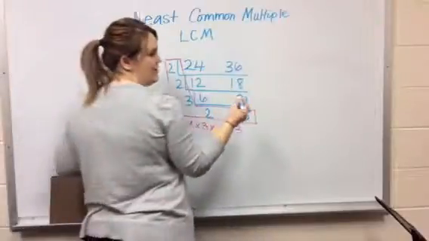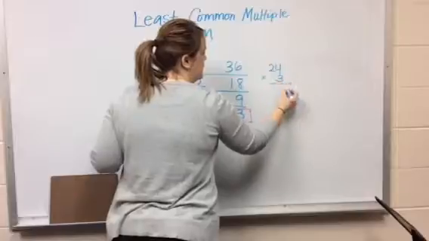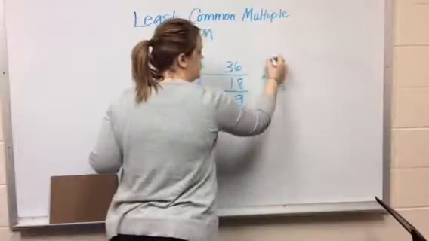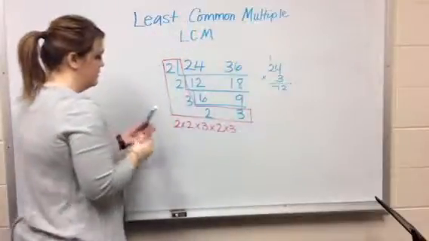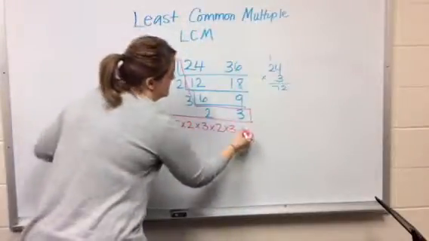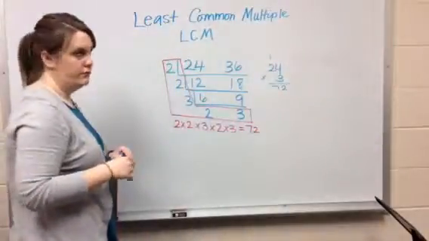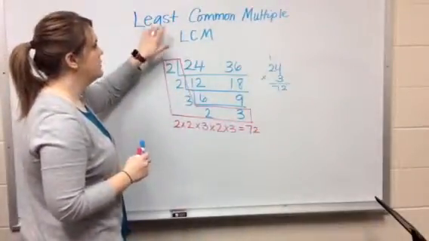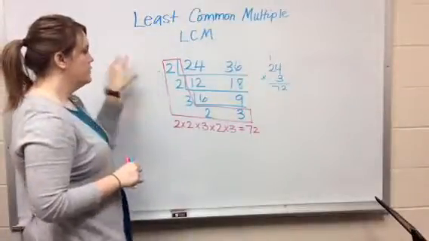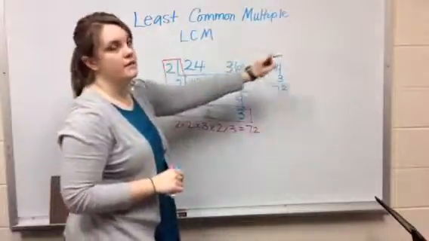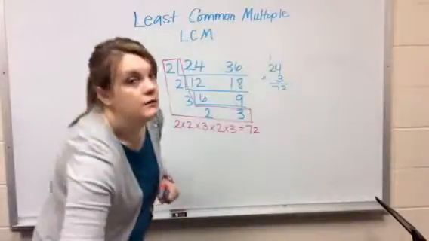24 times 3, I don't know that off the top of my head, so I'm going to do this real quick. 3 times 4 is 12, carry my 1. 3 times 2 is 6, plus 1 is 7. So my LCM is 72. That is the least, or the smallest multiple that those numbers have in common. If I were to take 24 and 36 and start listing out their multiples, the smallest one that they have in common would be 72. Okay?